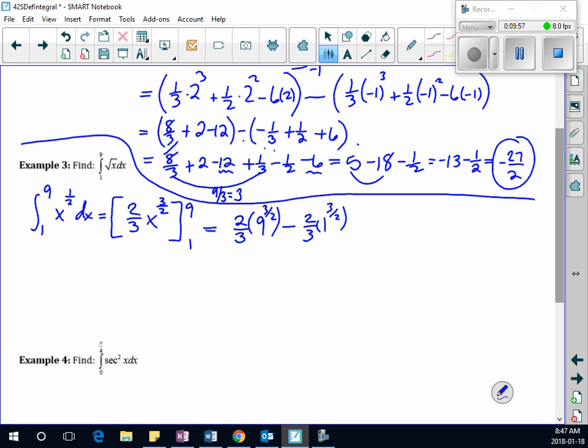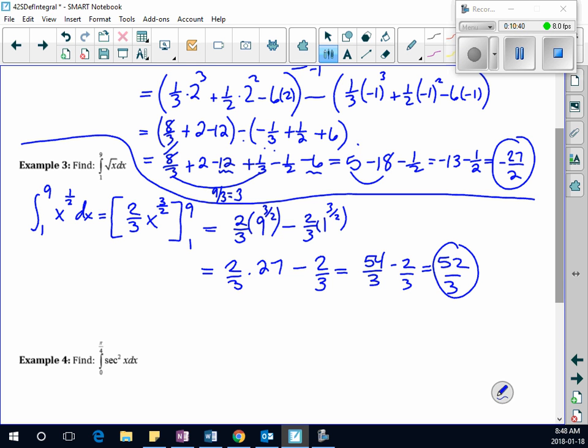So I would always square root first. So the square root of 9 is 3. 3 cubed is 27. So this is 2/3 times 27 minus the square root of 1 is 1. 1 cubed, so this is just minus 2/3. Because I know I have to subtract the 2/3, it probably doesn't do me any good to cross cancel the 3 and the 27. So I'm going to write this as 54 over 3, subtract 2 over 3 gives me 52 over 3.